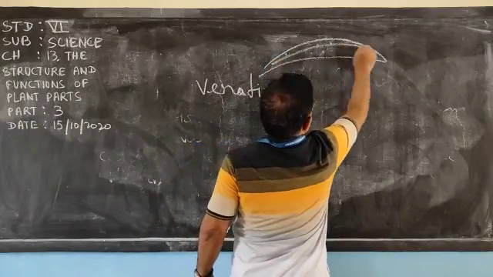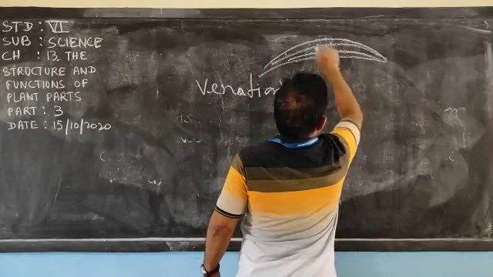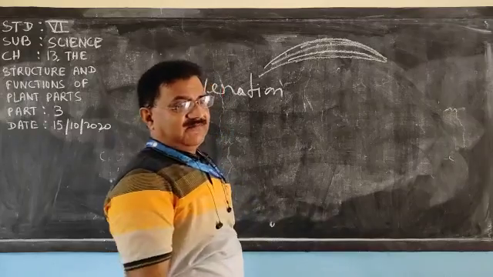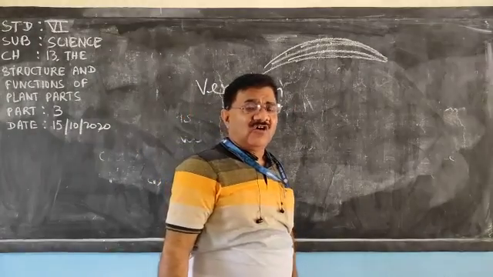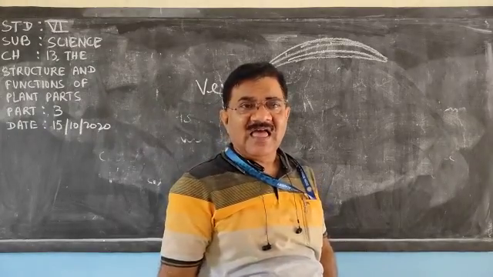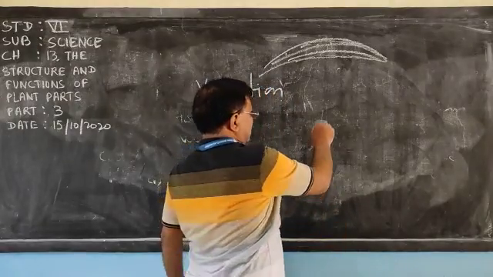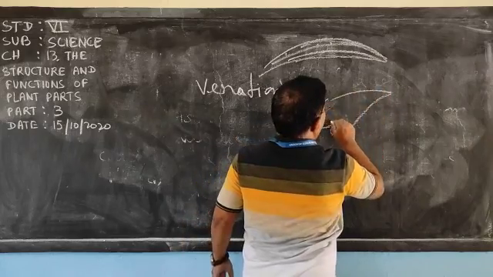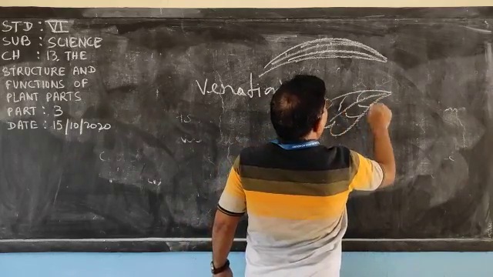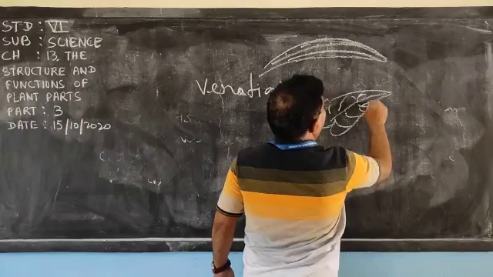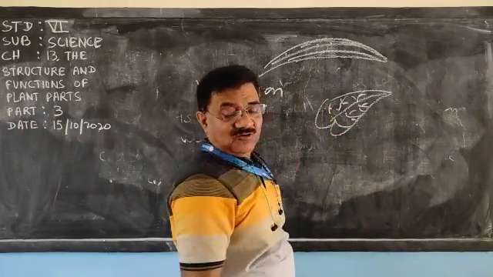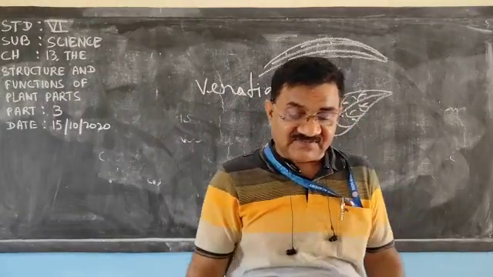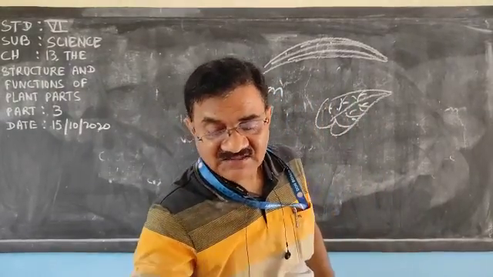As in grasses and banana, you will see the veins are parallel to each other. If the veins are parallel to each other, such type of venation is called parallel venation. And if the veins form a network, as in mango or maple leaves, such type of venation is called reticulate venation. So this we have discussed.